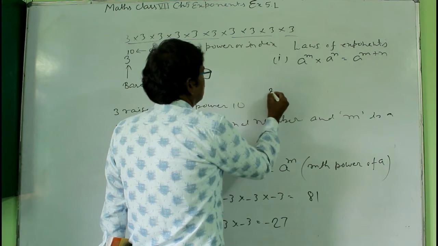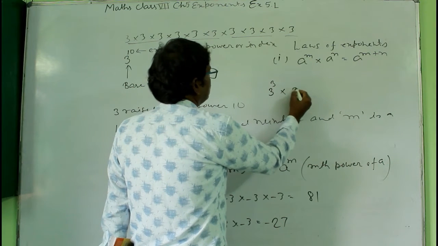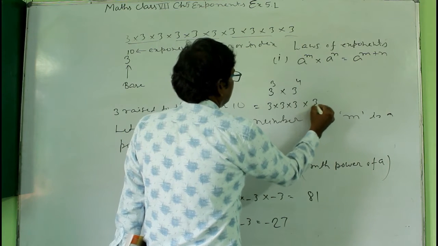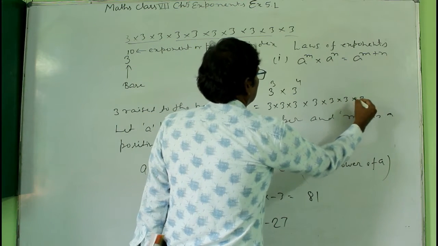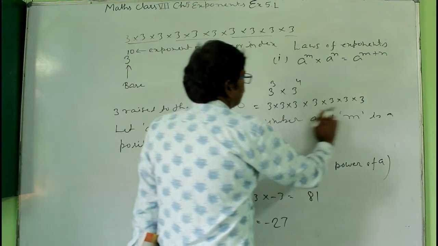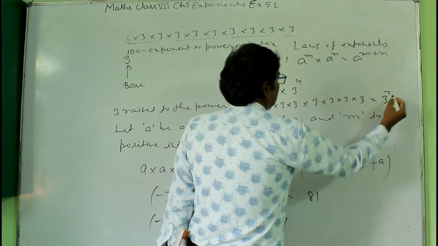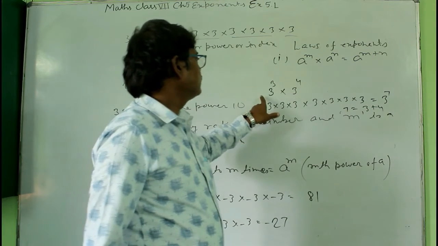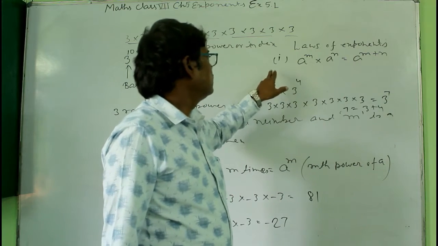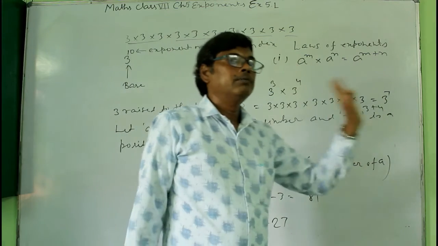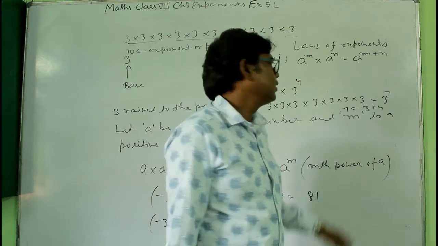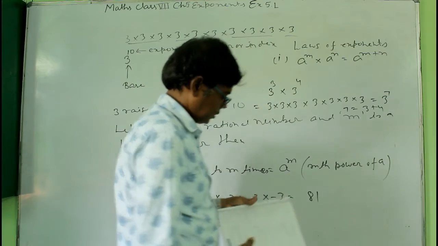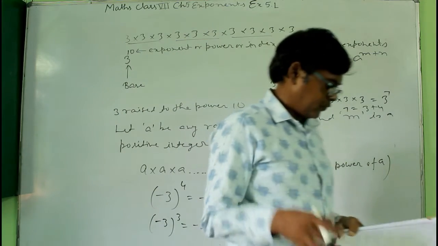For example, suppose 3 to the power 3 into 3 to the power 4. So here it will be 3 into 3 into 3 into 3 into 3 into 3 into 3, 4 times here and 3 times here. Now see, a total of 7 times. So it will be equal to 3 to the power 7. And what is 7? 7 is equal to 3 plus 4. So when you have this situation, we will use this formula. Observe that the base is the same, a, then the powers will be added. So this is the first formula, the first law.